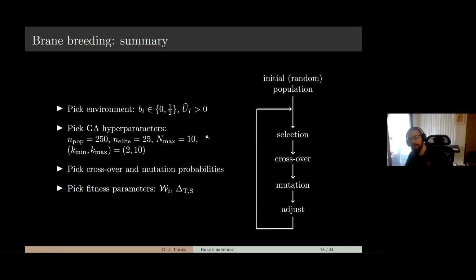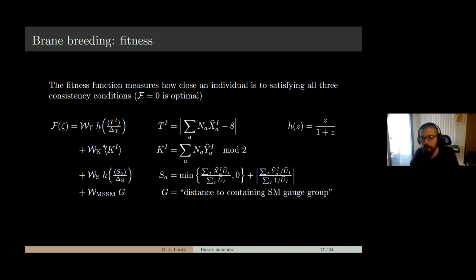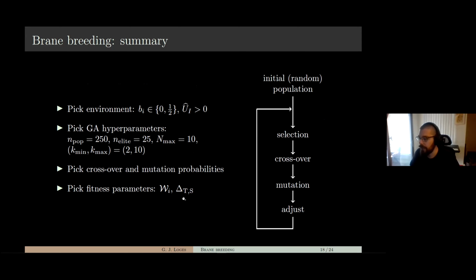There are a bunch of parameters that need to be fixed. So if people are interested, I can talk a little bit more about this afterwards, but you have to pick mutation probabilities. You have to pick what are the probabilities for the different crossover methods. You have to choose the weights that show up in your fitness function. So how much are you weighting the tadpole versus the K-theory conditions versus the SUSY conditions. And this will dictate exactly how the population evolves over time and solves the problem at hand.